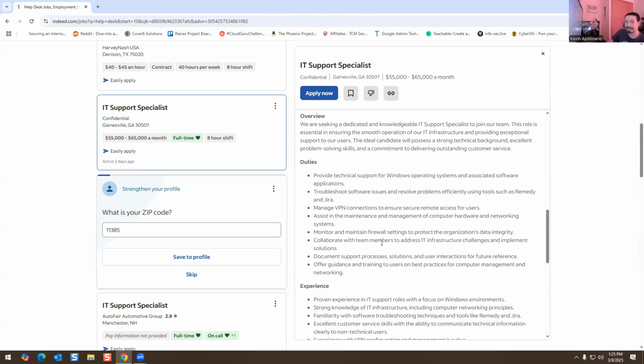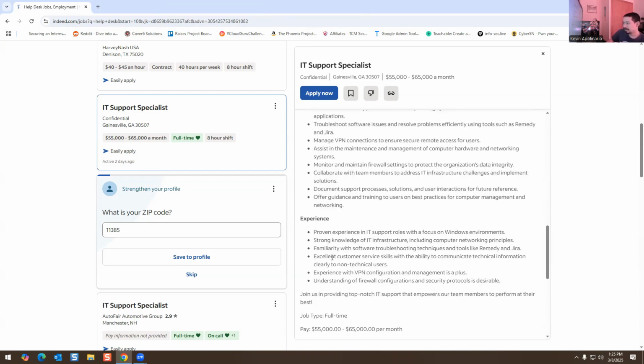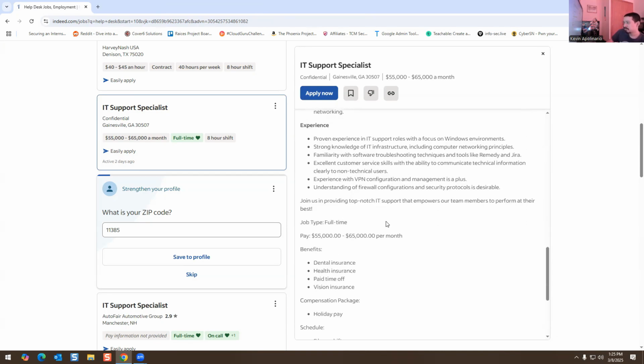You have to know how to collaborate with your team. Obviously, IT support is a team collaboration thing, so you have to get along with your colleagues and team members. Experience with customer service makes sense. Experience with VPN, that makes sense. Understanding firewalls, that makes sense.